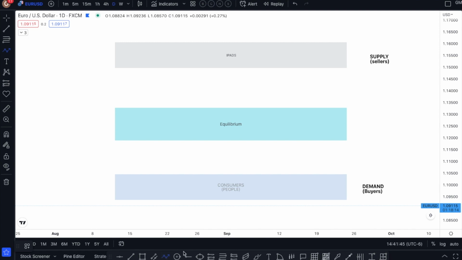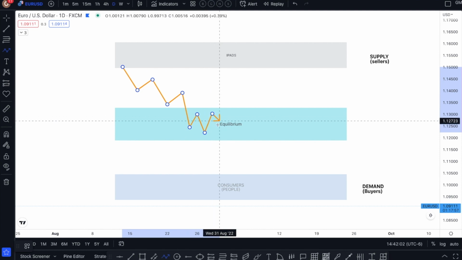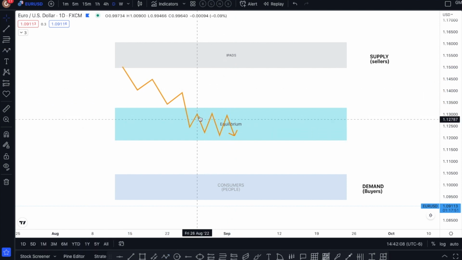So ultimately, what that will do is Apple will start to drop the price of their iPads until they get to a point where consumers, the people, want to actually pay that price. This is called equilibrium in the market. And as you can see, when we get to this point, price starts to consolidate, because at this point, buyers are willing to buy the iPads.